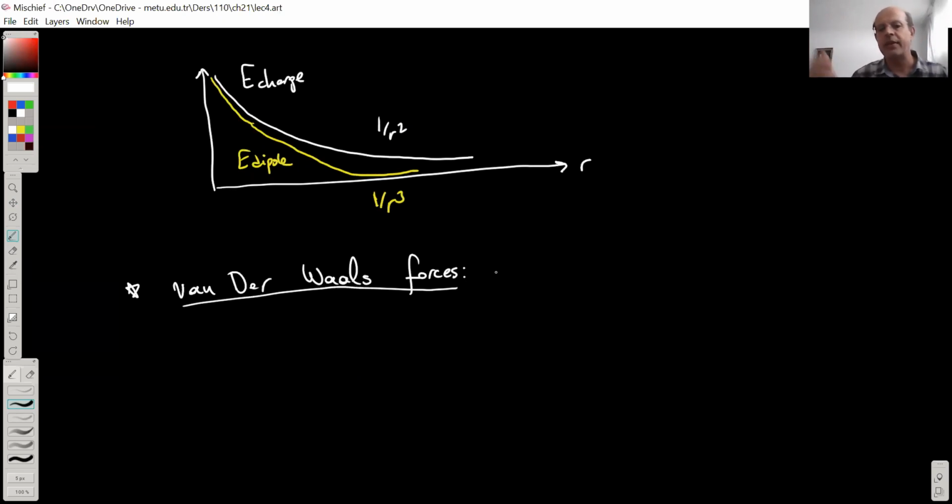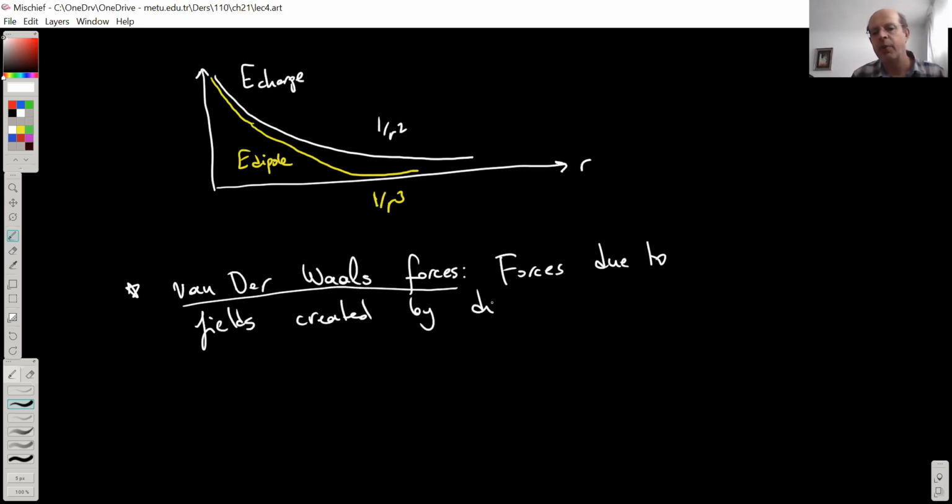So they actually arise from this dipolar property. So you can actually think of it as the forces due to the fields produced by the dipoles. Let me say it like this: forces due to fields created by dipoles. You can think of them like that, but there are some certain aspects in here.